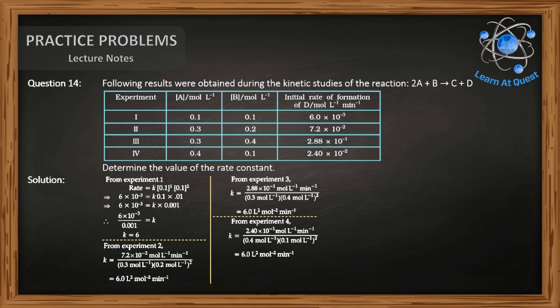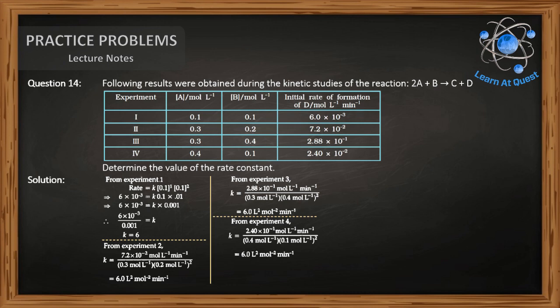Substituting the value of the rate of the reaction, which is 6 into 10 raised to minus 3, we get 6 multiplied by 10 raised to minus 3 equals K multiplied by 0.1 multiplied by 0.1 whole square. Solving this, we can find the value of K. We get K equals 6 multiplied by 10 raised to minus 3 divided by 0.01, which is equal to 6. Hence, the value of rate constant is equal to 6.